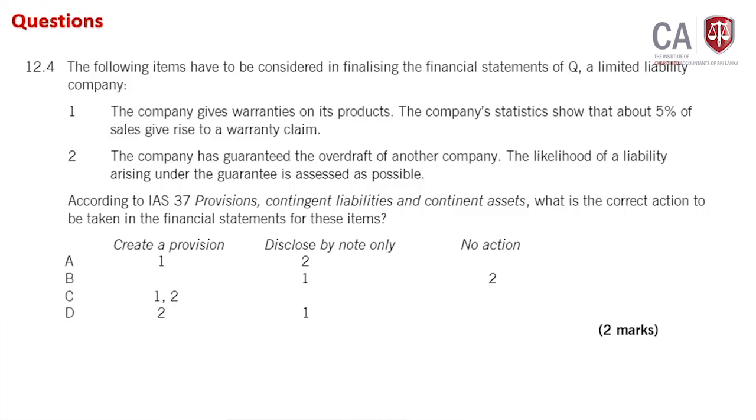Read the second also. The company has guaranteed the overdraft of another company. The likelihood of liability arising under the guarantee is assessed as possible, not probable. If it is probable, it's a provision, but since it's a possible thing, you have to disclose, right? The very important word in the second statement is what? Possible, not probable. If it is probable, provision. Since it's possible, only a disclosure. So then the answer is what? A. The first one creates a provision, the second one makes a disclosure.